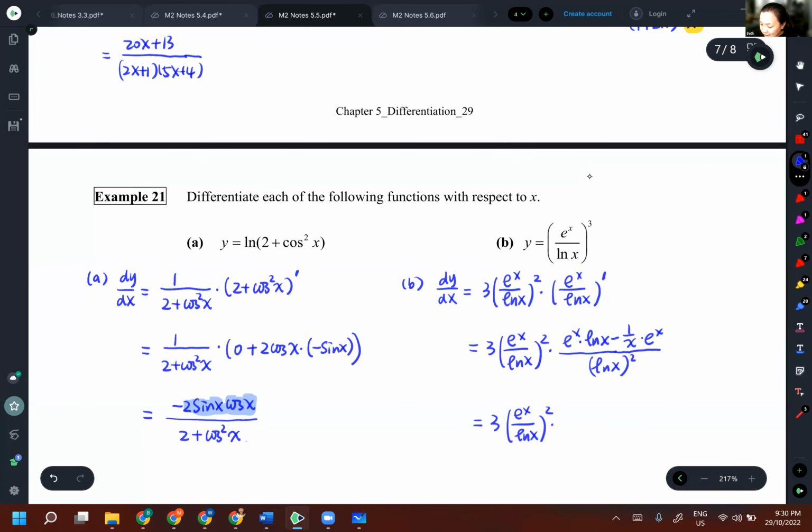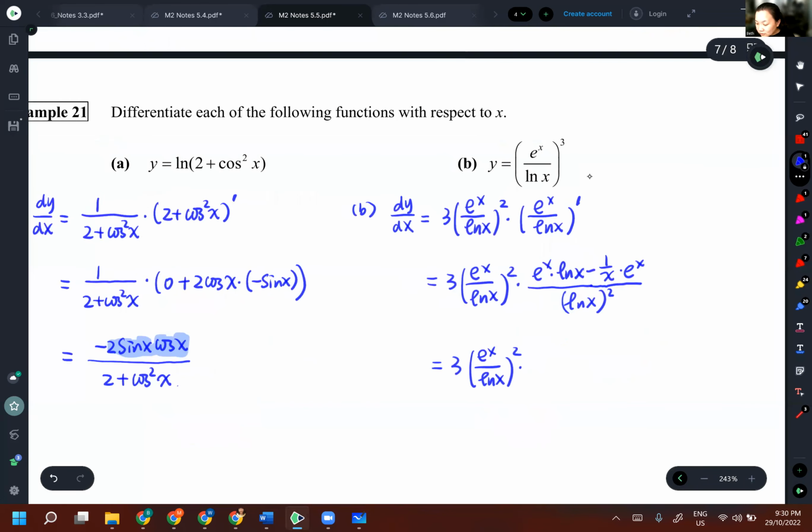For this one, again, you will take out e to the power x and 1 over x at the same time. So it's e to the power x times 1 over x times (x log x minus 1), and then divided by (log x) squared.